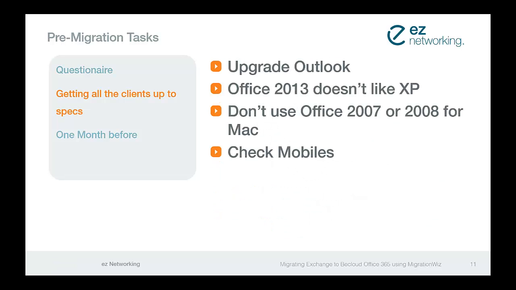Getting all the clients up to spec: do that before the migration, not a couple of days before. Well before, start making all the computers up to spec for Office 365. Upgrade Outlook. Remember that Office 2013 won't install on Windows XP, and we recommend not using Office 2007 or 2008 for Macs. Make sure you use 2011 for that.